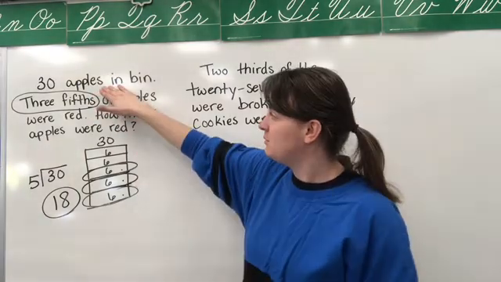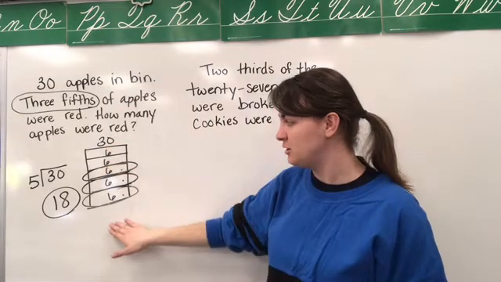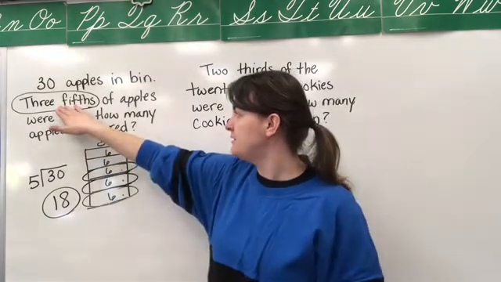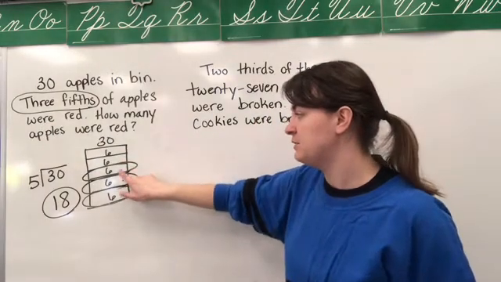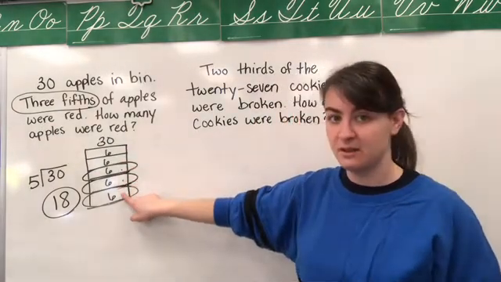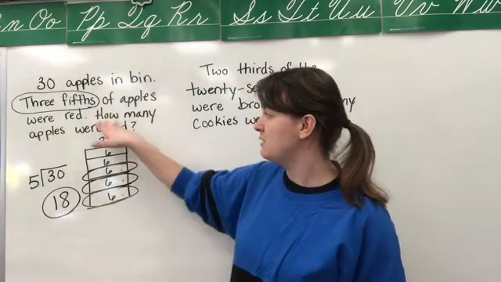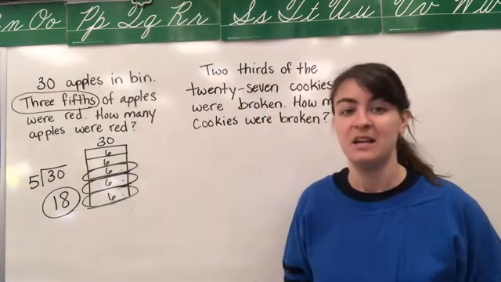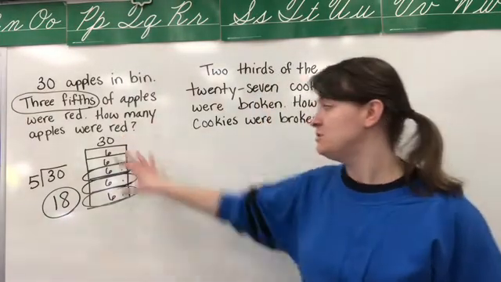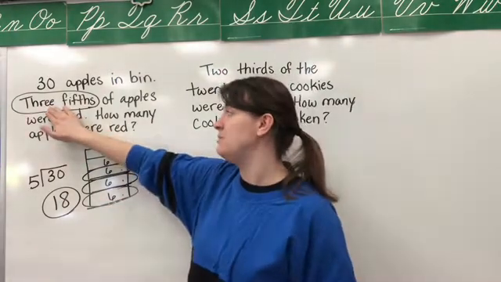As we look back through this, we've got 30 apples in the bin or in the barrel, so we've got 30 total. 3/5 of the apples were red, so I divided into 5ths, and I took 3 of those sections and got 18 as my answer for those 3 sections. And we want to know how many were red, so 18 of those apples were red. Make sure that you don't just stop after you divide and get the answer for one spot. Read carefully as to what the problem is asking you.